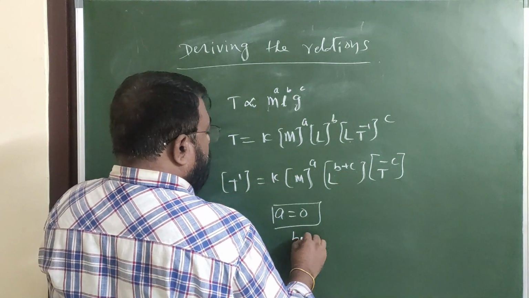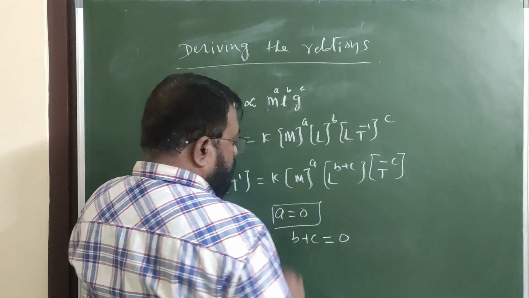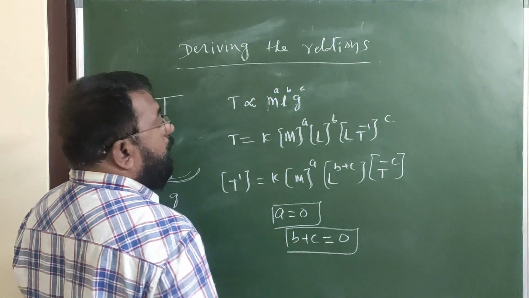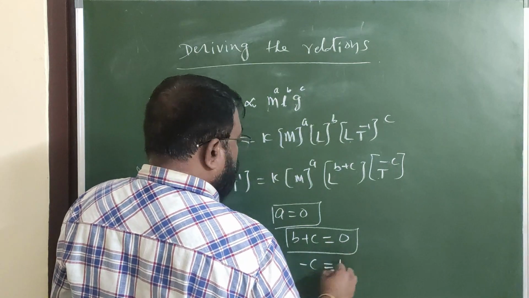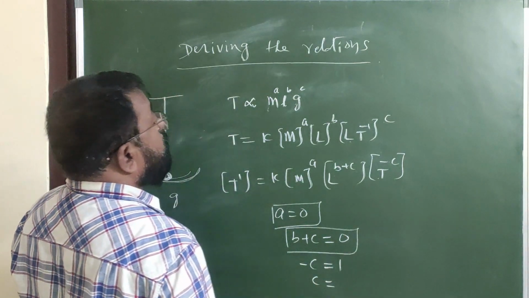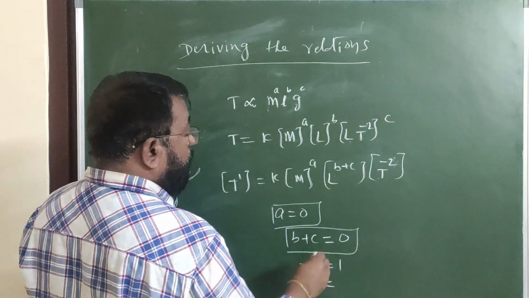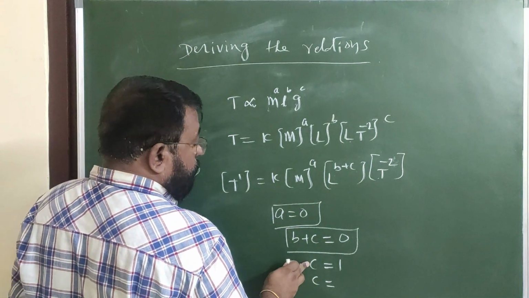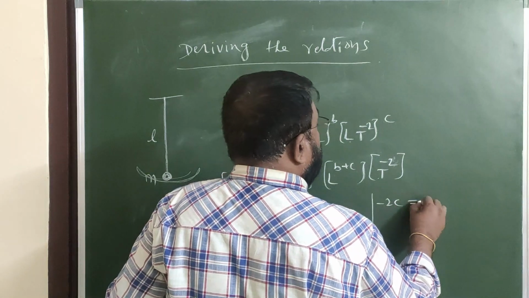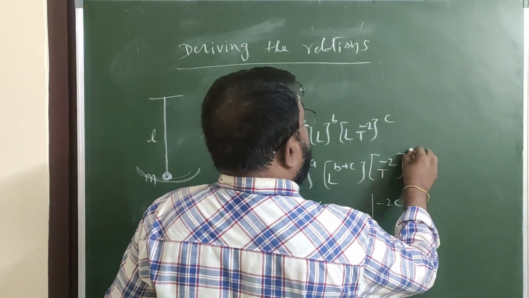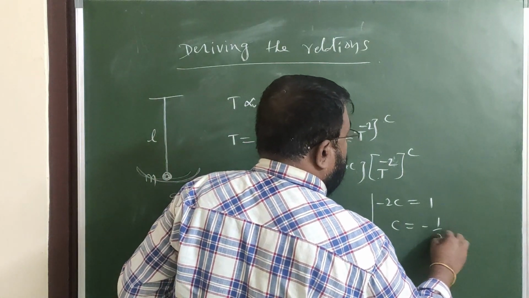Like that, b plus c is equal to 0. This is the second one. And the third one, T to the power of minus 2c. Therefore, minus 2c is equal to 1. Therefore, c is equal to minus 1 by 2.